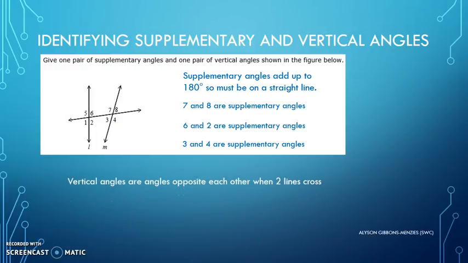Vertical angles are angles opposite each other when two lines cross. For example, 8 and 3 are vertical angles. Can you find 3 more pairs of vertical angles? Such as 7 and 4, 6 and 1, 5 and 2.